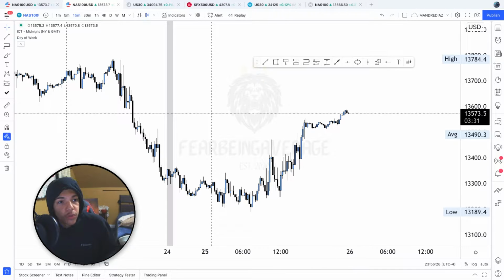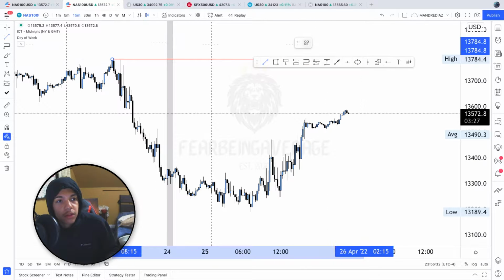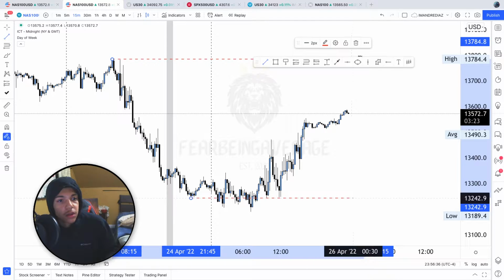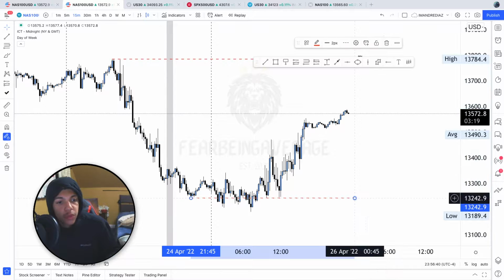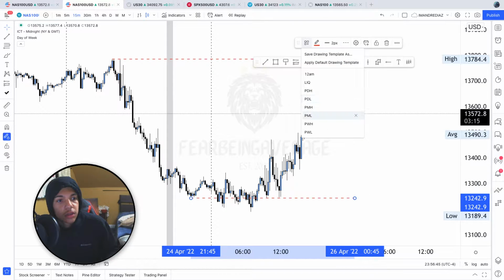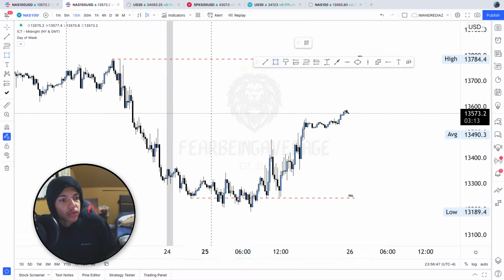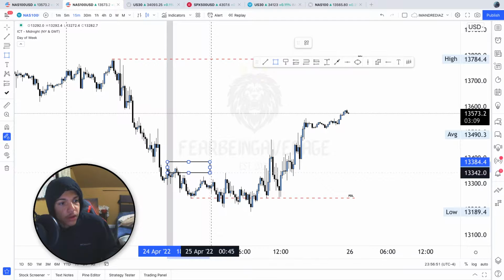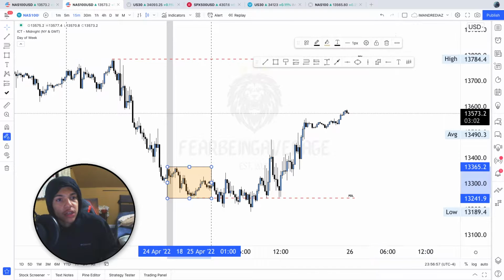So we're going to start off by getting a 3-point outline, which is going to consist of the previous day's high and the previous day's low, all the way down here. Then we're going to get the Asian session range right after this. Boom. Asian session range, which is going to be from 18 o'clock from yesterday, which was Sunday, all the way to midnight. Boom and boom. And then we're going to get the 12 a.m. open.